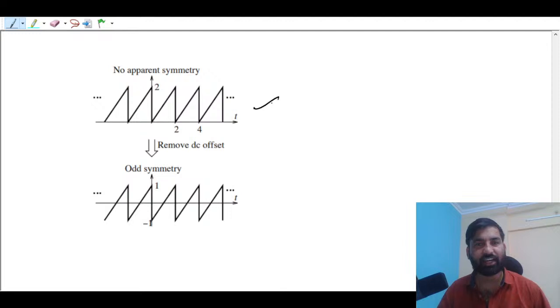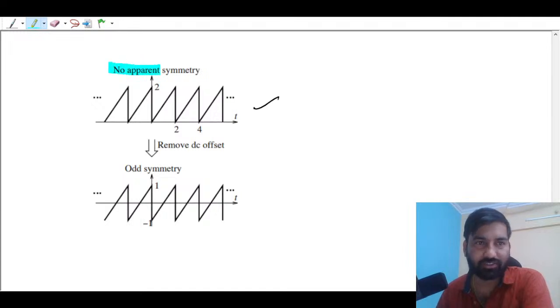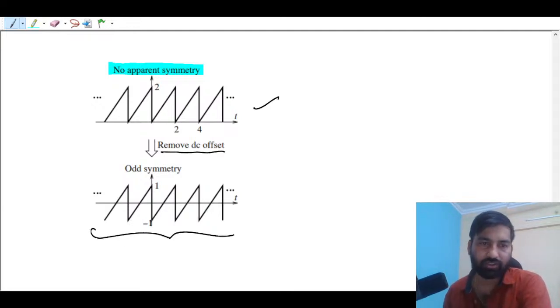As soon as this waveform is given, you are not able to find out what kind of symmetry it has, so there is no apparent symmetry. But if you remove the DC offset, you are going to get an odd symmetry signal. I think this is clear for all, right? So please do remember this point.